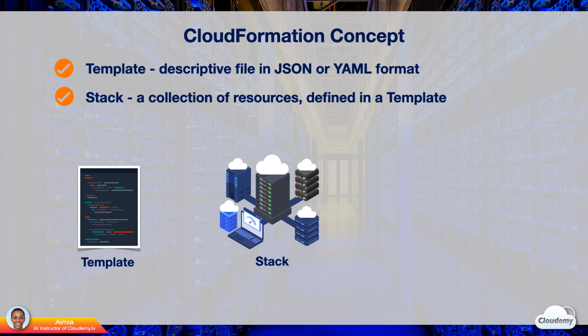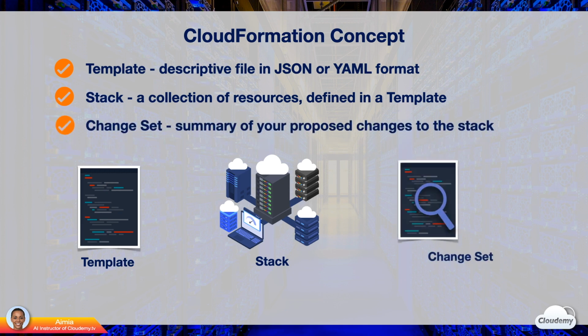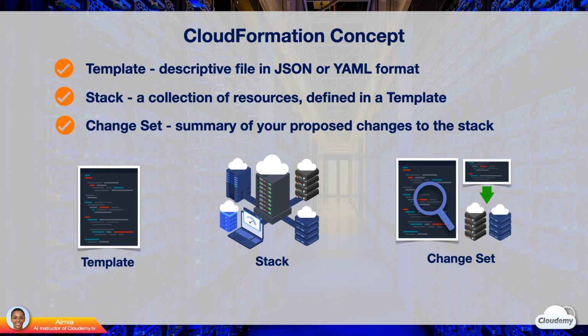Suppose you have defined an EC2 instance, auto-scaling group, elastic load balancer, and RDS database on a template. To create these resources, you need to upload the template to CloudFormation. CloudFormation will provision them in a stack. If you want to make changes to the running resources in a stack, you can update the CloudFormation template.